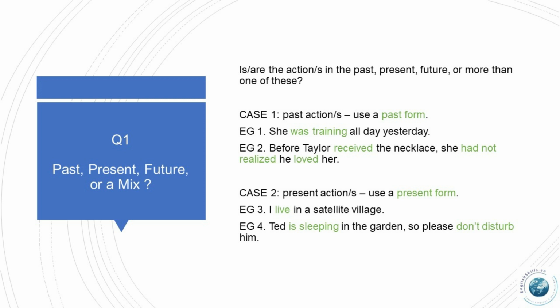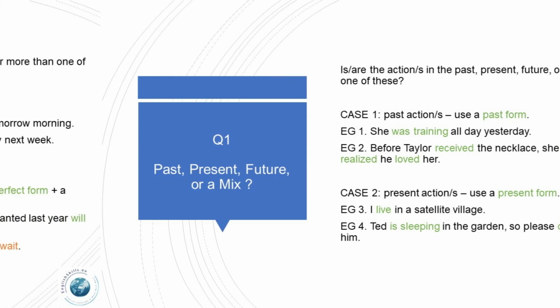I live in a satellite village, example 3. I live, it's a fact, it's now, it's a state, it's not an action, this is the situation. Example 4, Ted is sleeping in the garden, so please don't disturb him. The context is the longer action is in the present continuous, and the possible shorter action or incident or moment is in the present simple.